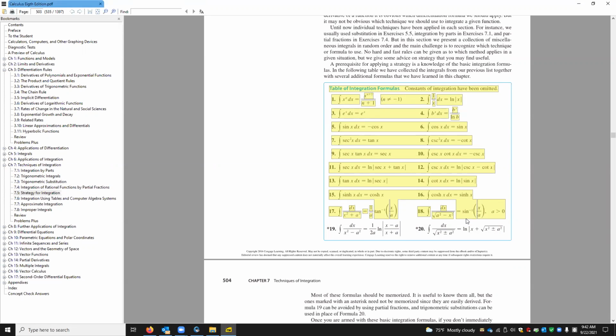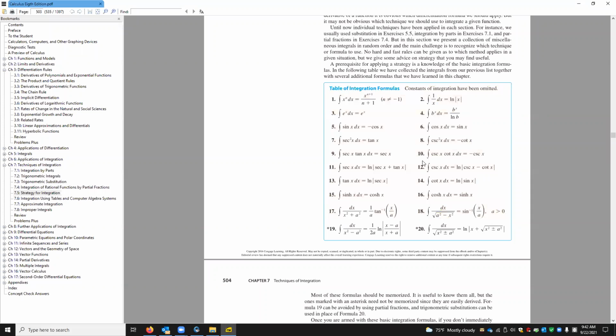And you will be free to use these, right? You don't need to prove anything to use these. You don't need to show work for these. If you run into the integral of cotangent, you can just tell me it's the natural log of the absolute value of sine. Or if you run into the integral of 1 over x squared plus 4, you can tell me it's 1/2 times the inverse tangent of x over 2. I won't give you a hard time for that.